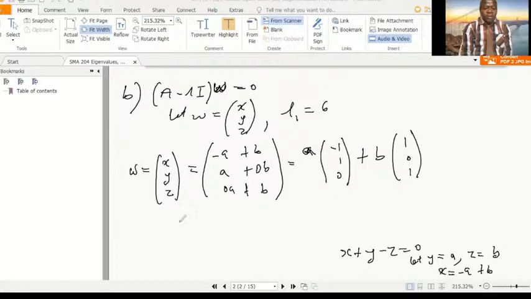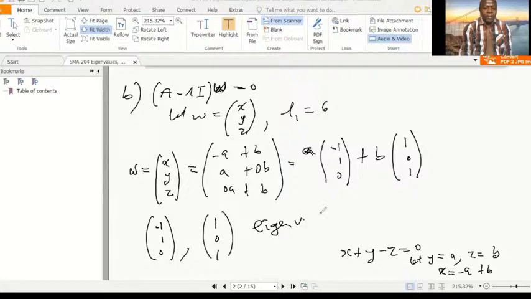So if I'm asked for the eigenvectors corresponding to eigenvalue 6, I can see two of them. I can see that the first one is negative 1, 1, 0, and the other one is 1, 0, 1. These are the eigenvectors corresponding to lambda 1 is 6.